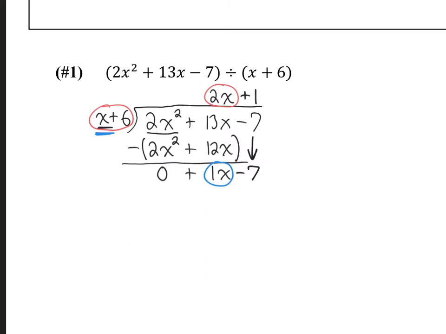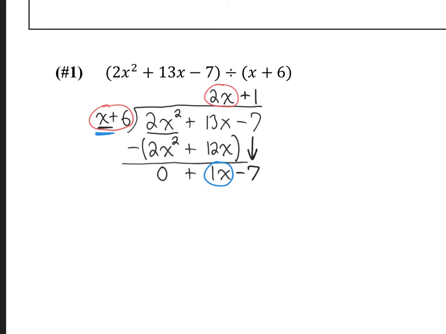So that's the next step after you subtract: you start over and you divide the first term in the dividend by the first term in the divisor, what you're dividing by, okay? The dividend is what you're dividing, and the divisor is what you're dividing by. So we divide 1x by x, and we get plus 1.